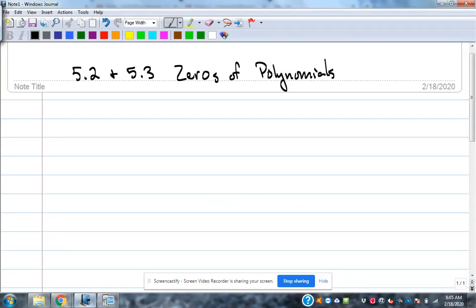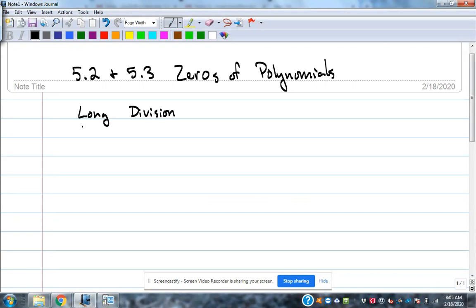All right, today we're going to talk about zeros of polynomials. So we're going to go to higher degree polynomials and talk about finding the zeros of those. So we've got to review a couple of skills that we're going to use to do that. The first one is long division with polynomials.